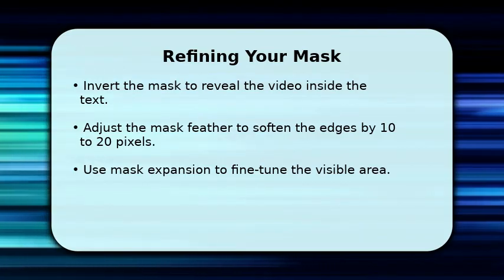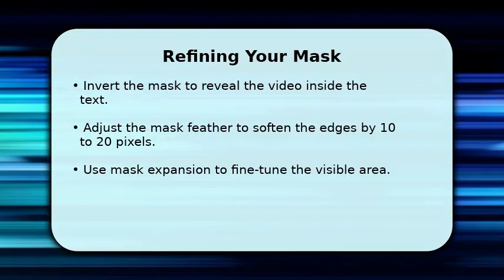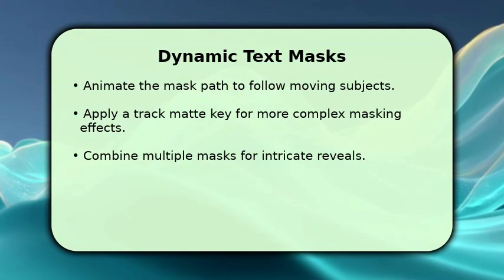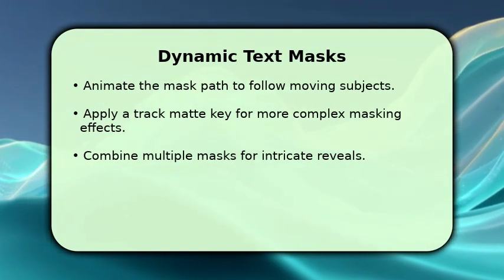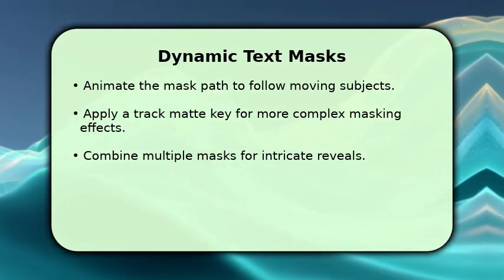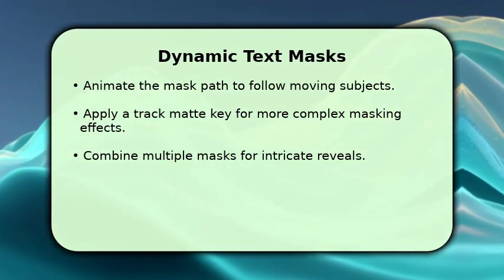Now, play with the mask feather setting, perhaps around 10 to 20 pixels, to soften those edges. You can also use mask expansion to slightly grow or shrink the masked area for a perfect fit. For more dynamic effects, you can animate your mask path. Set keyframes for the mask path property to make your mask follow a moving subject in your video.